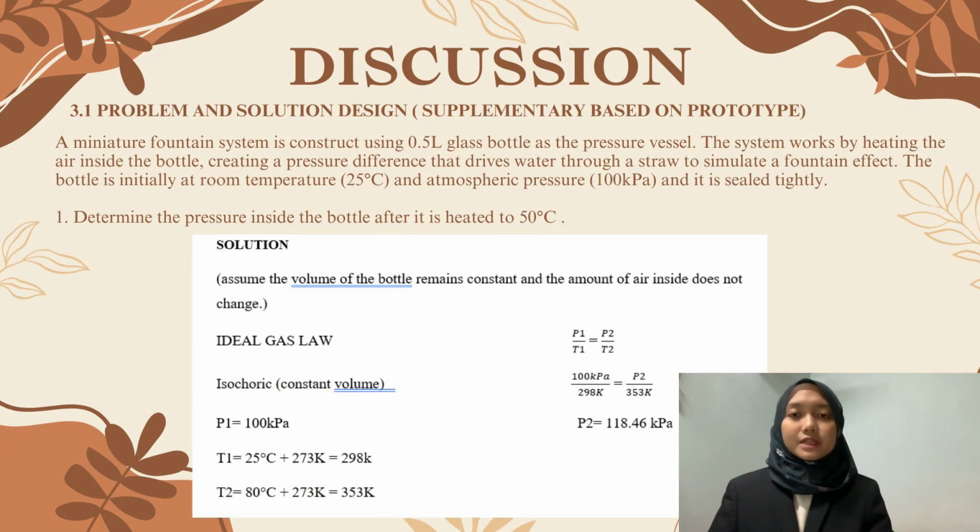The first one is, determine the pressure inside the bottle after it is heated to 80 degrees Celsius. Assume the volume of the bottle remains constant and the amount of air inside does not change. For the first one, we use the ideal gas law. N is constant, volume is constant, which is isochoric. P1 is equal to 100 kPa. T1 is equal to 25 degrees. We convert into Kelvin, we got 298 Kelvin. And T2 is 80 degrees. We convert to Kelvin, we got 353 Kelvin. We rearrange the equation, we got 180.46 kPa.